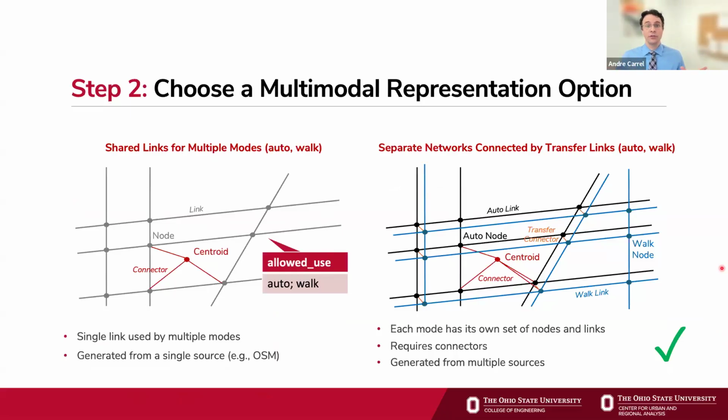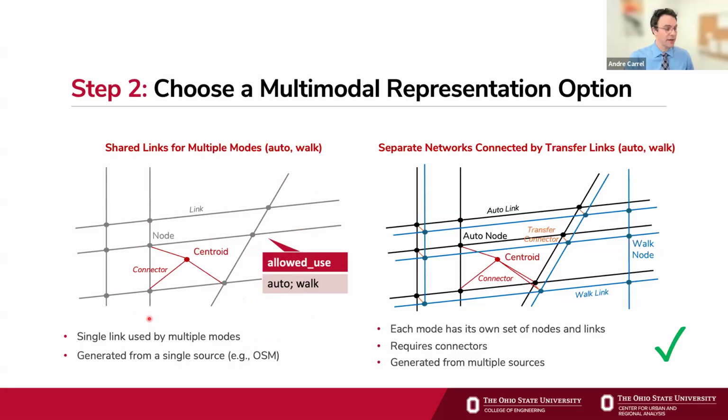So before we turn this into an integrated multimodal network, we have to choose a multimodal representation option. For those of you who were in the webinar last month, the GMNS Plus webinar, this was discussed a little bit already. GMNS Plus has two ways in which we can represent a multimodal network. On one hand, we could have a set of shared links for multiple modes, here on the left, where we have one single network with links and nodes, and each link will have an attribute called allowed use, which defines which modes can be used on this link. So a single link is then used by multiple modes.